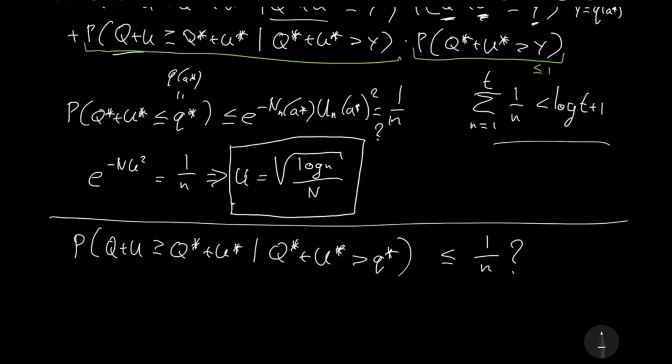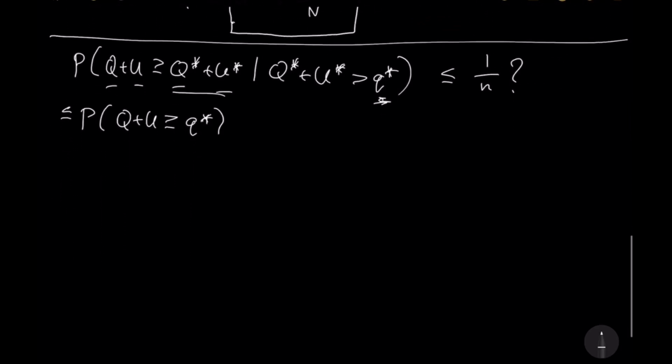Well, we know that the probability of q plus u being bigger than q star plus u star is going to be smaller than the probability of them being larger than q star, because we're comparing to the estimated q star plus u star, which itself is bigger than q star. So we can bound this probability by saying q plus u is greater or equal to q star. Okay, that looks less complicated, that's good.